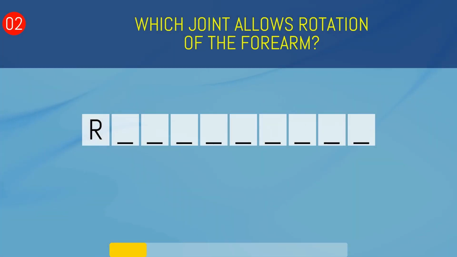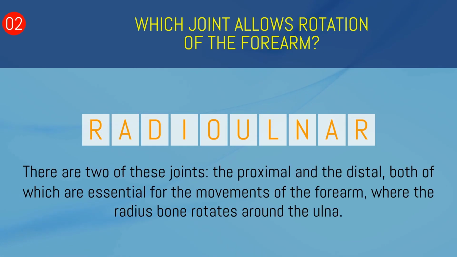Which joint allows rotation of the forearm? Radial ulnar. There are two of these joints, the proximal and the distal, both of which are essential for the movements of the forearm, where the radius bone rotates around the ulna.